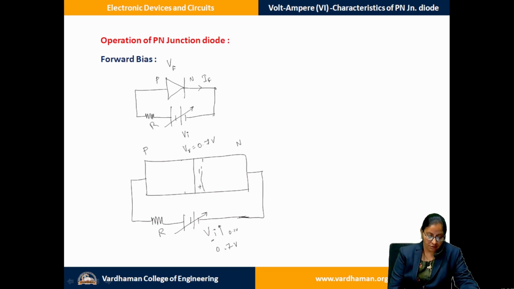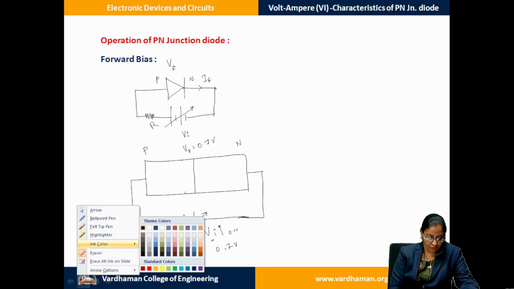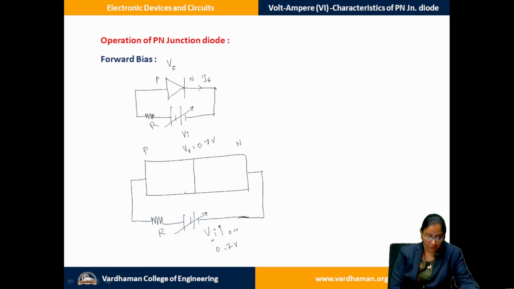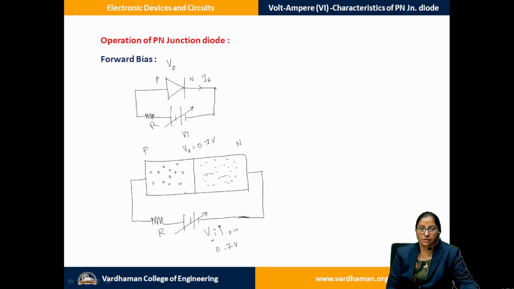And now what is the thing that is present? We don't have any barrier. The particles, majority carriers on either side, are ready to move from one to the other. So here we have the majority carriers as holes, and here we have the majority carriers as electrons, and as the barrier has been neutralized, the majority carriers from N to P and P to N can move now. Since there is no barrier present, there is no force of repulsion for the particles, so they can move.